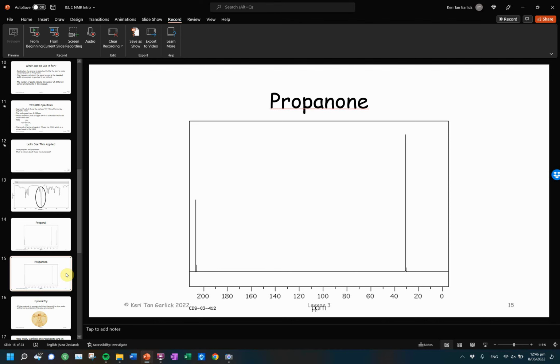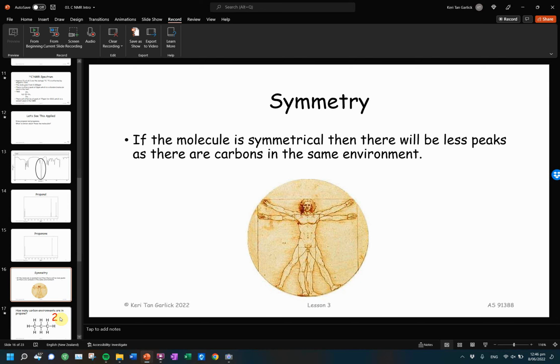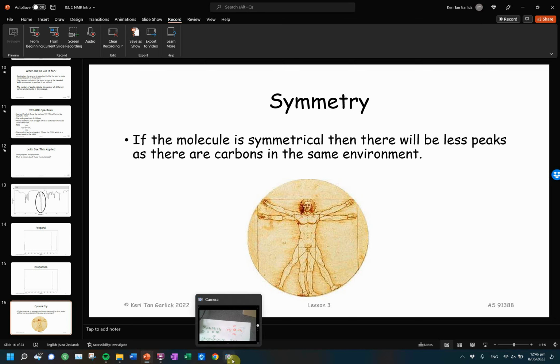Cool? All right. So the key takeaway about this is that if there's any symmetry in my molecule, there's going to be fewer peaks, because the symmetrical carbons will be counted as one environment. Are we good so far? All right, shall we practice it? You guys saw the answer to the first one. All right, I'll stop this recording and we'll go back to the PowerPoint.